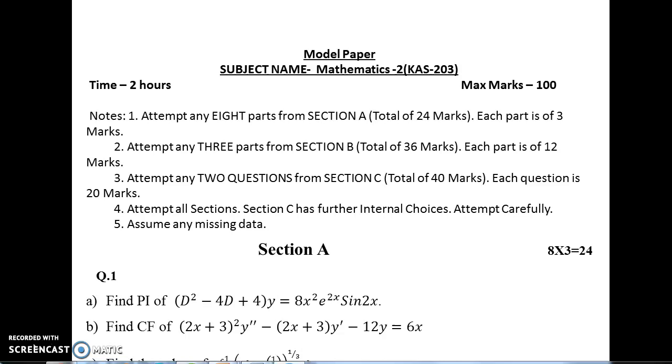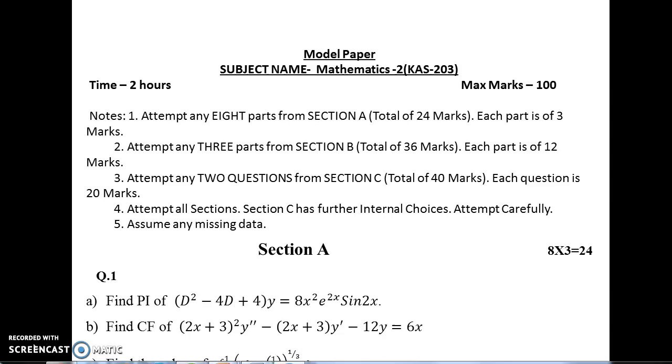In that, the university said that there will be 3 parts in the question paper. In section A, there are 10 parts and you have to attempt only 8 parts. Each part is of 3 marks, that means a total of 24 marks. For section B, you have to attempt 3 out of 5 parts and each part is 12 marks, that means a total of 36 marks. In section C there will be 5 questions, 1 question from each module, and you have to attempt only 2 questions. Each question is 20 marks, that means a total of 40 marks.